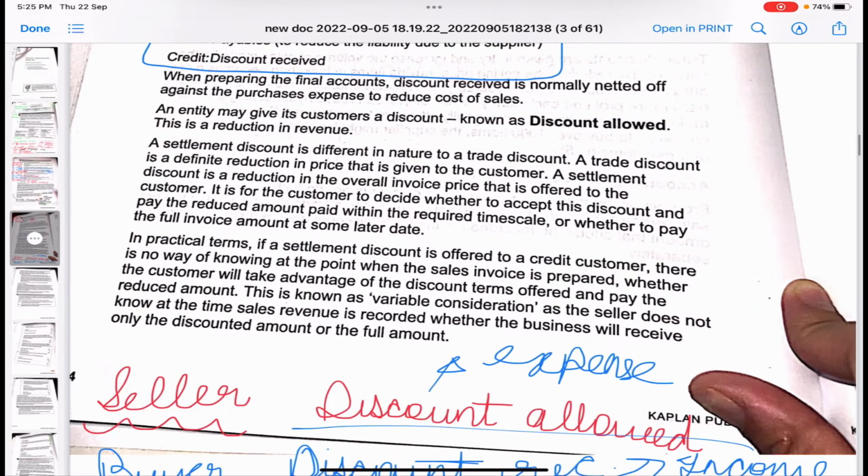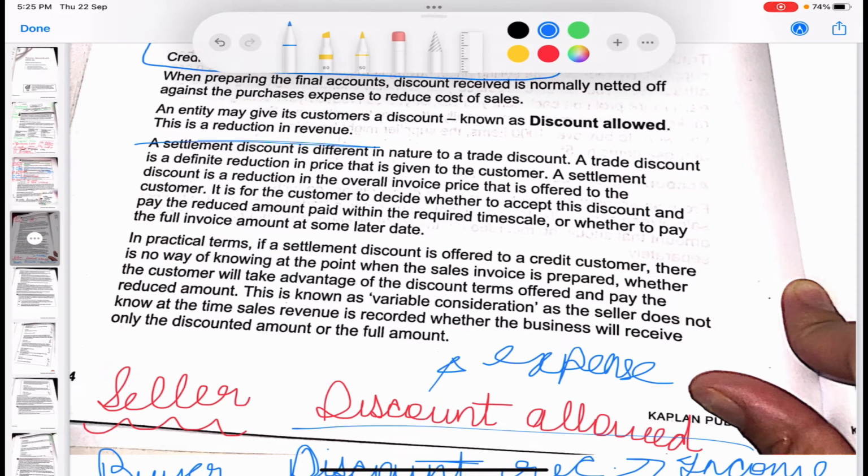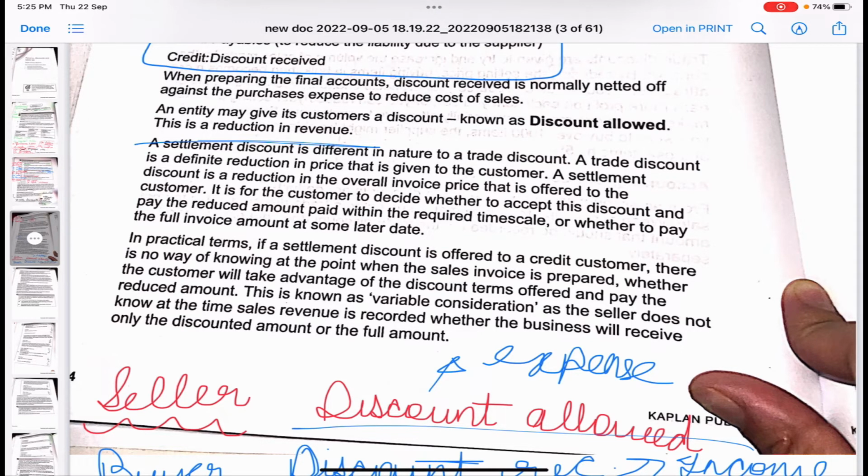When preparing the final accounts, discount received is normally netted off against the purchaser's expenses to reduce the cost of sales. An entity may give its customers a discount known as discount allowed. This is a reduction in the revenue. I told you, reduction in the revenue. A settlement discount is different in nature to a trade discount. So now let's see how a trade discount differs from a cash discount. Remember that a cash discount is also known as a settlement discount.